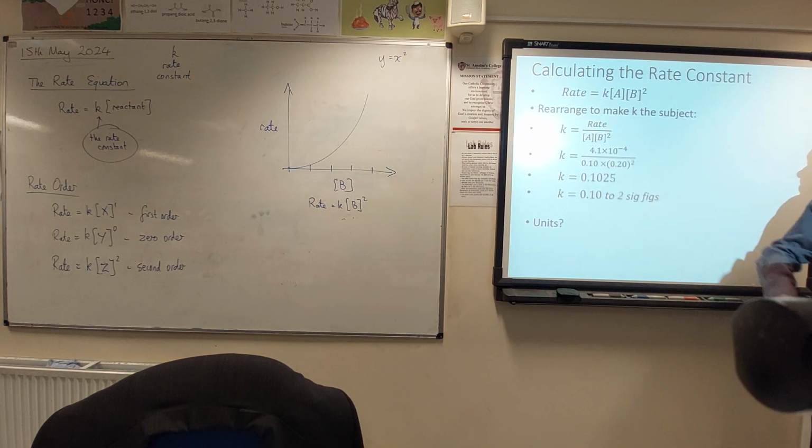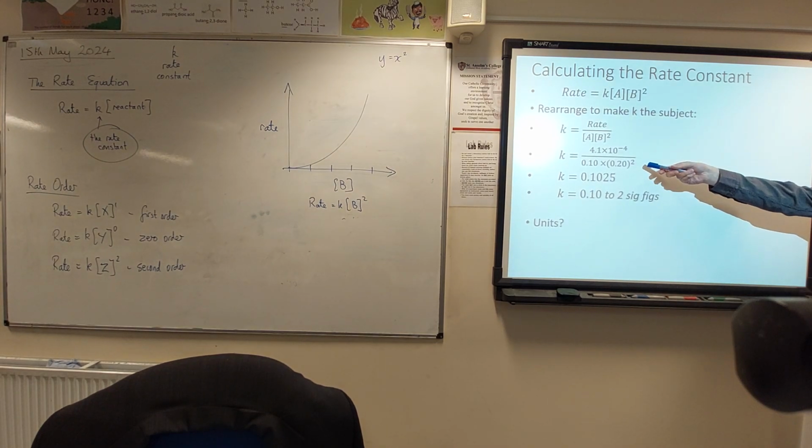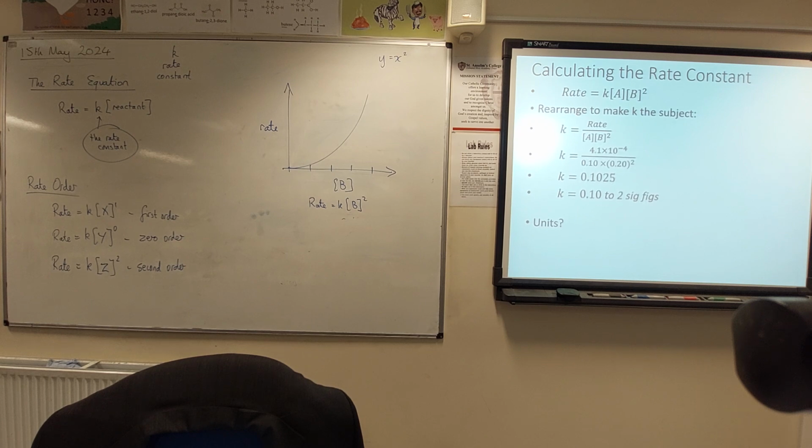So I've rearranged it just to make the maths a bit easier. So rate over A B squared. Then we substitute in the numbers. Don't forget to square B. And we get 0.1025. All the data is to 2 sig figs, so the most appropriate number of sig figs is 2.